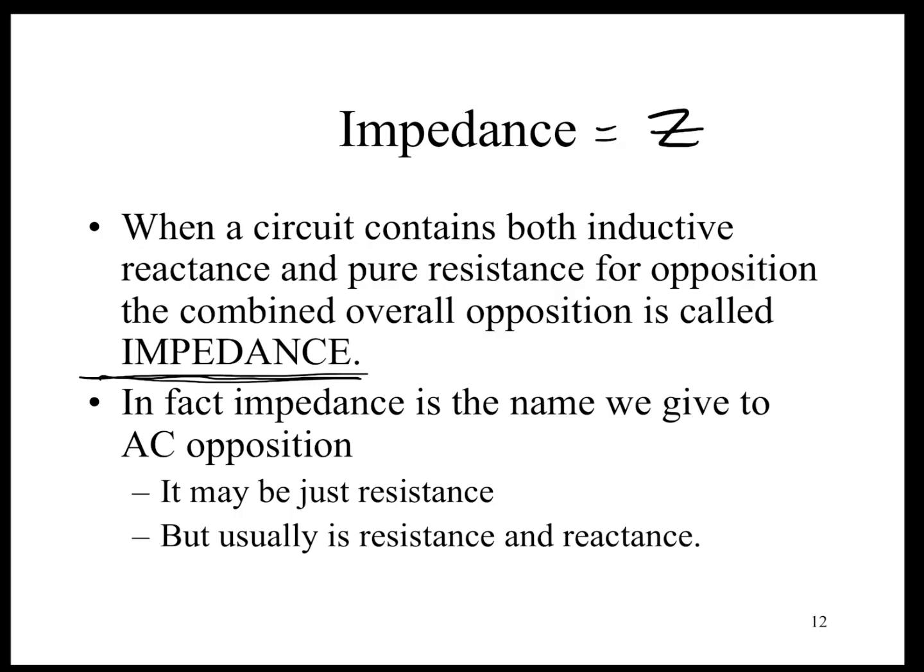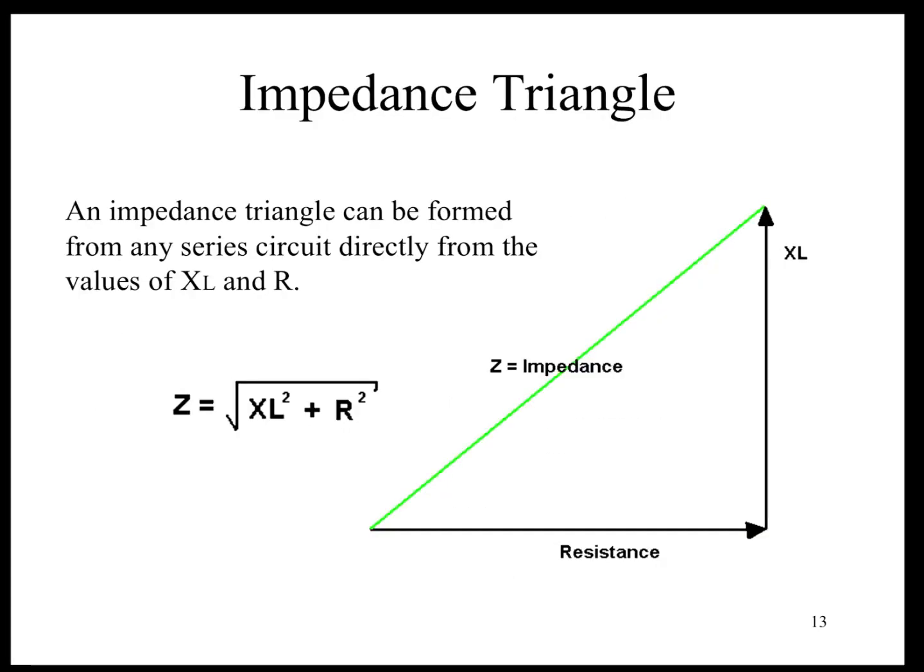In fact, impedance is the name we give to any AC opposition, but it could just be resistance, but it's usually resistance and reactance. And in reality, we can't say there is anything in real life that exists as pure reactance, even though we kind of approach it like that at times. It's never purely reactive. There's always some resistance in any circuit. Okay? So, what does that mean?